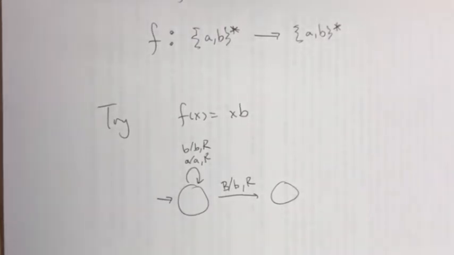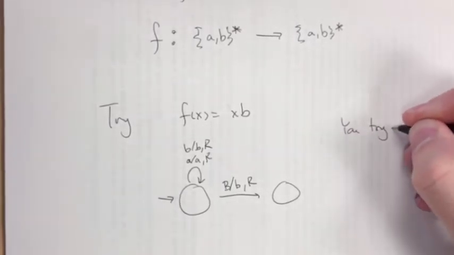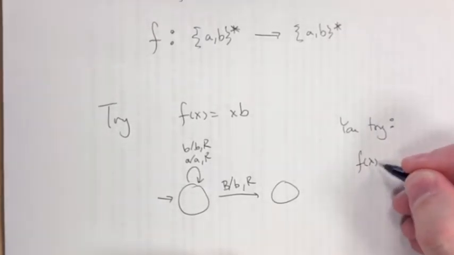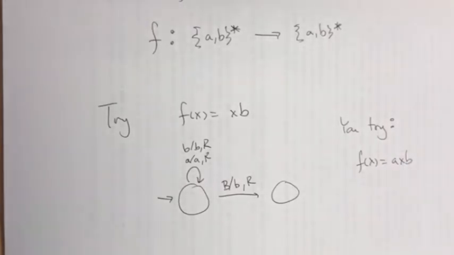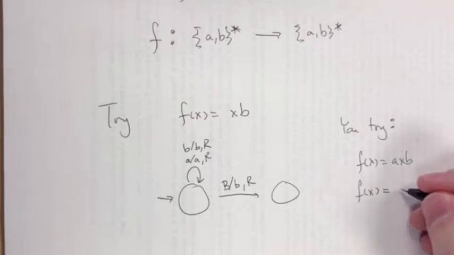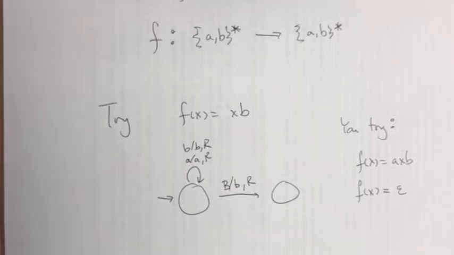You want to try some? I got some for you to try. Is it too soon? No. How about this one? f of x equals AxB. See if you can put it together. This machine needs to put an A on the beginning and then a B on the end. And then I got another one. This is two separate ones for you to try: AxB and also f of x equals epsilon. See what you think about that. I'll give you a few moments.